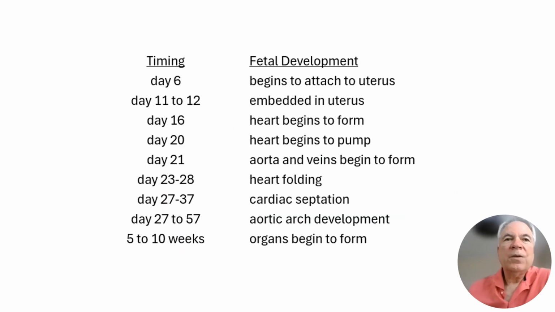So just to review what we talked about today, we have day 6, fetal development. The embryo attaches to the uterus, embedded in the uterus, the heart begins to form and pump, the aorta and veins begin to form, the heart starts folding, we get cardiac septation, aortic arch starts to develop, and then 5 to 10 weeks is when the exposure is critical because it affects the organs that are forming.